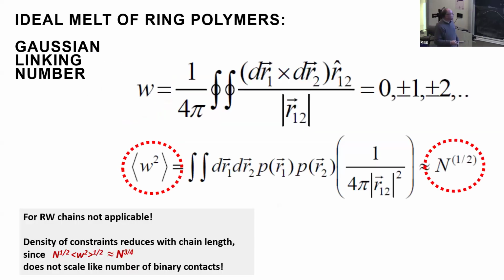Okay, so there are many attempts to do this. For instance, one way is to use Gaussian linking numbers between hypothetically connected closed chains. But then what you find is that the average linking number squared, because this is 0 plus minus 1 plus minus 2, is proportional to n to the 1/2. And that means that n to the 1/2 times the square root of that only gives n to the 3/4. That means this simple argument does not work. The binary contacts are not enough, so these many chain contacts play a role.